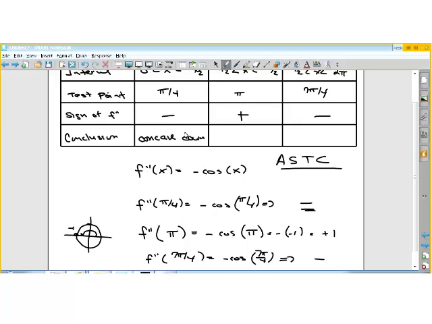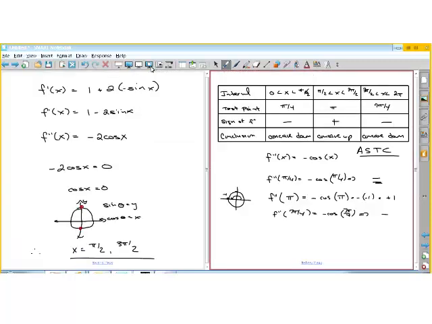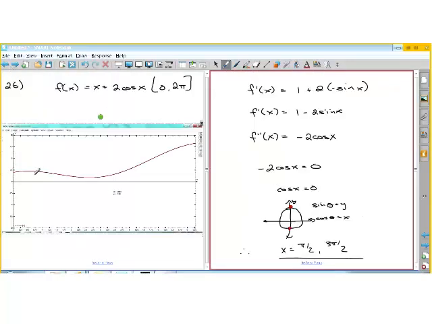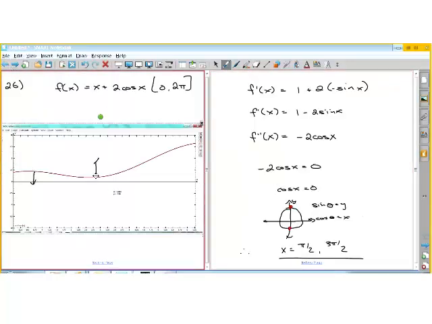concave down, concave up, concave down. Is that true? Down, up, down.